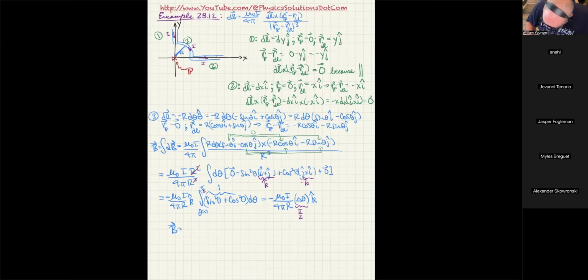B is equal to negative. Now notice when I take the pi over 2 and multiply that by the 4 pi r in the bottom, the pi's are going to cancel out and I'm going to get an 8. So this is going to be negative mu 0 I over 8 r times k hat. That's the actual answer that we were shooting for.